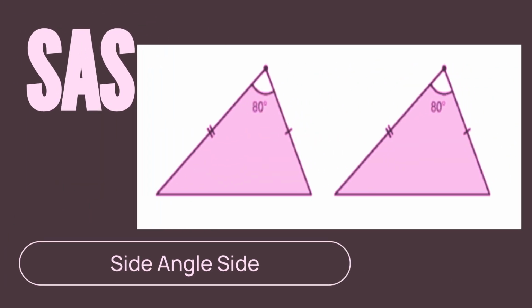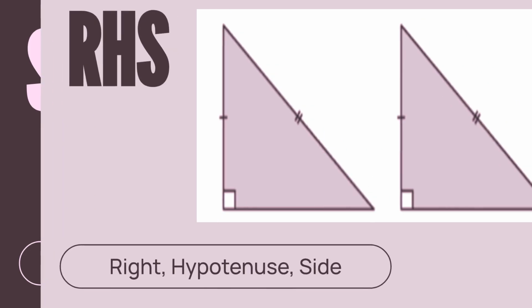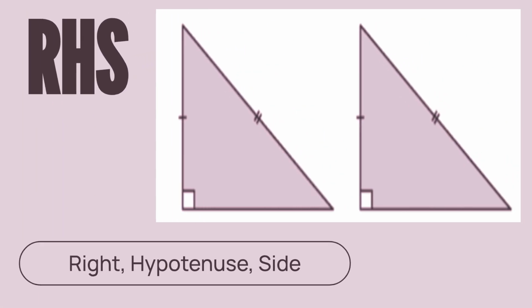SAS, or side, angle, side, is when two sides are equal and the angle between the two sides is equal. RHS, or right angle, hypotenuse, side is when there is a right angle. The hypotenuse and a corresponding side are equal.